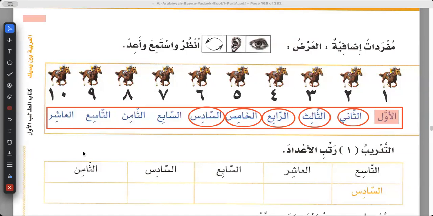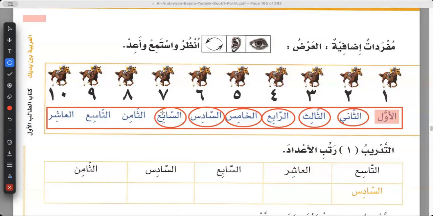Barakallahu fikum. Now, Sab'atu, that is 7 in Gairu Tartibiyya, which is feminine. So the masculine will be Sab'u.